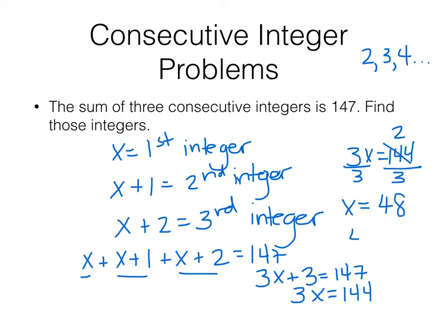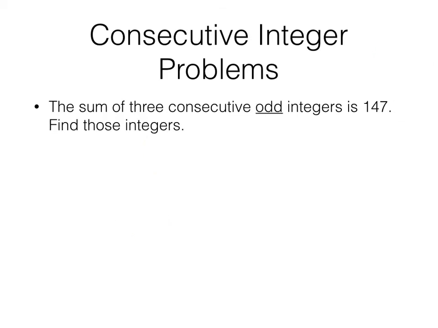So 48 is the first number. 49 would be the next one, x plus 1, 48 plus 1, and 50 would be the third one. And those are our 3 consecutive integers for this problem. Let's do another consecutive integer problem with a little bit of a twist. This one says the sum of 3 consecutive odd integers is 147.